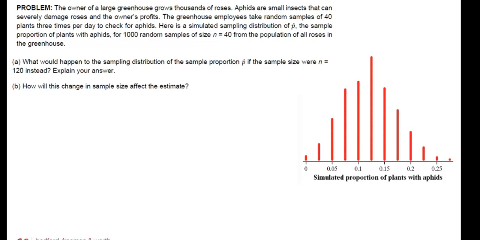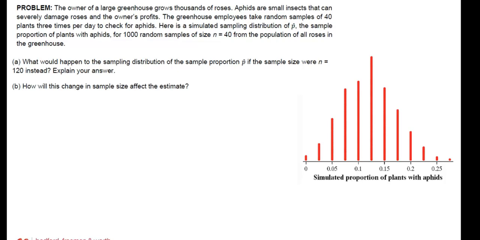The owner of a greenhouse grows thousands of roses. Aphids are small insects that severely damage roses and the owner's profits. The greenhouse employees take random samples of 40 plants 3 times a day to check for aphids. This is a simulated sampling distribution of p-hat, the sample proportion of plants, for 1,000 samples with sample size n equals 40. So it's a lot of samples, but the sample size is n equals 40.